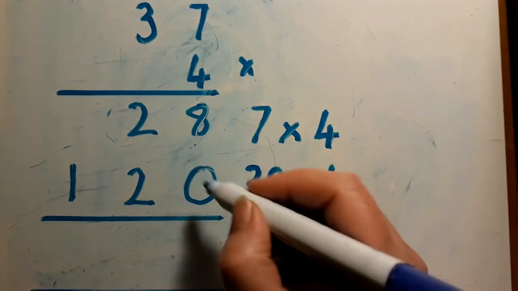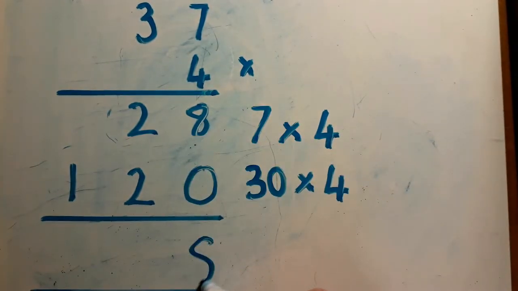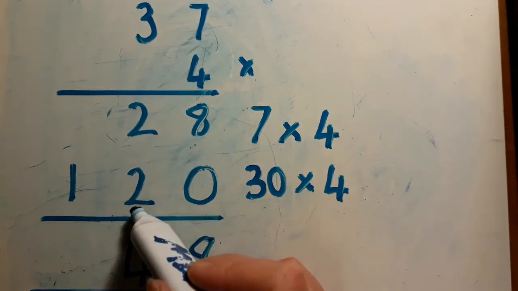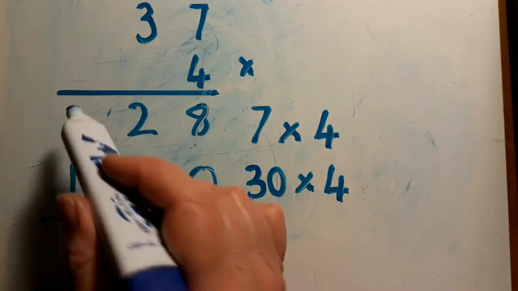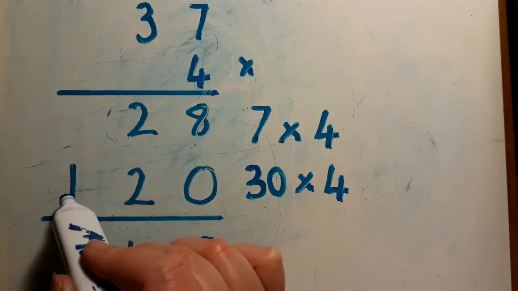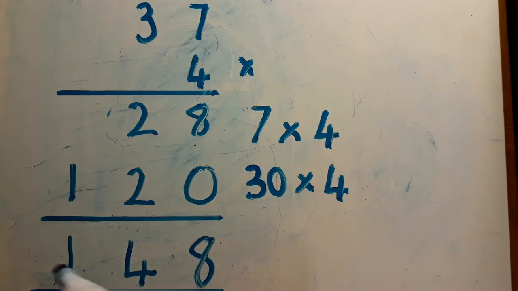Starting with the ones, 8 plus 0 is 8. 2 plus 2 is 4. So that would be 2 tens plus 2 tens is 4 tens. And 1 hundred. So our answer gives us 148.